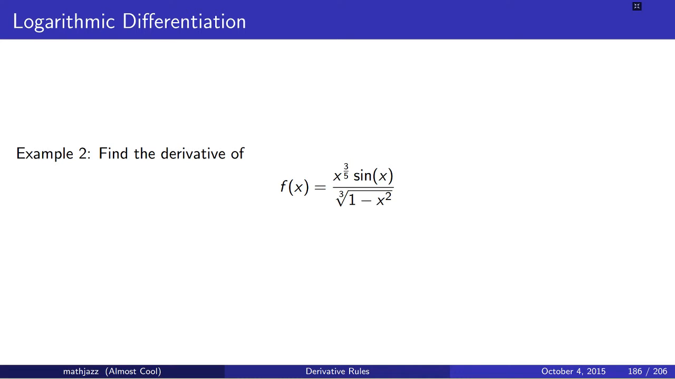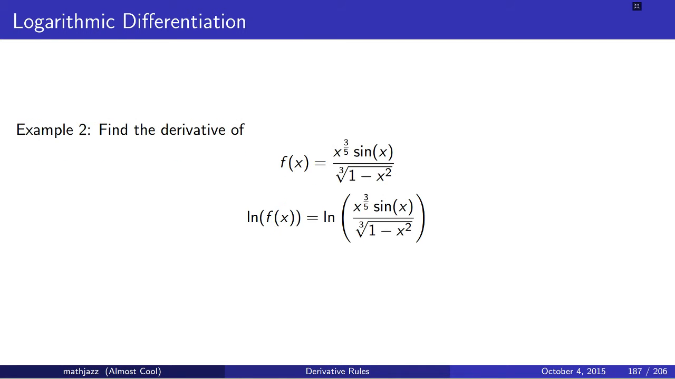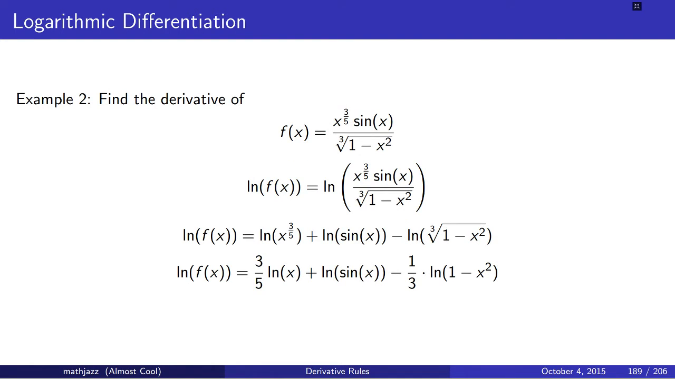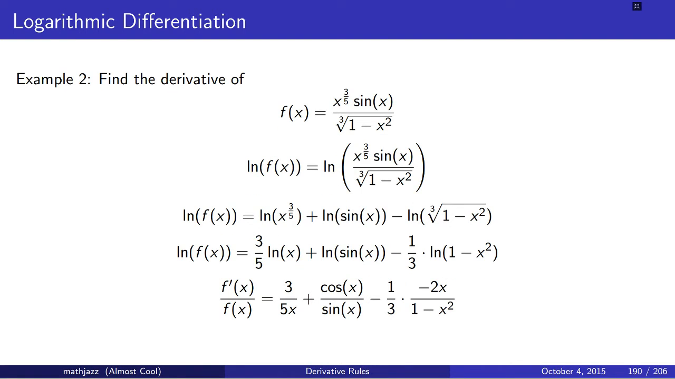However, division becomes subtraction when we take the log of both sides of this function, so we're going to use logarithmic differentiation instead of the product rule and the quotient rule. We take the log of both sides. We simplify our logarithm on the right-hand side of the equation. All of the powers become coefficients. And then we take the derivative of both sides of the equation.